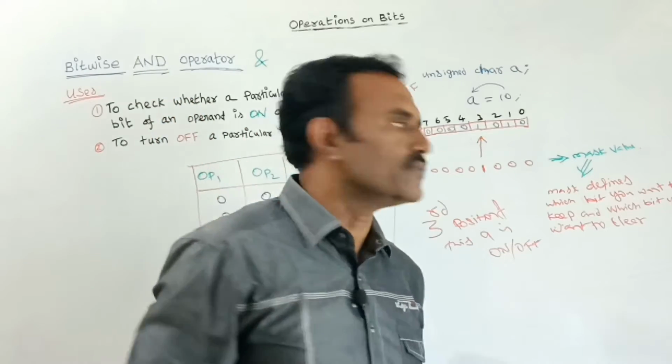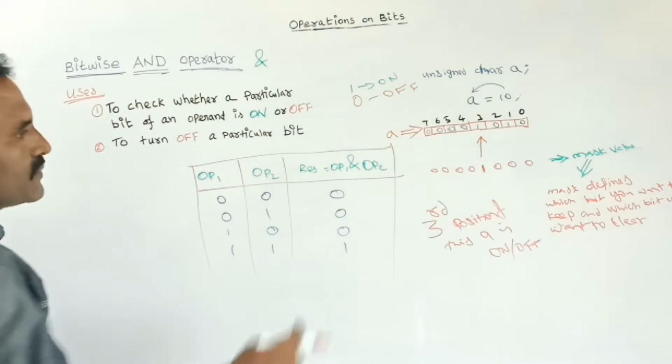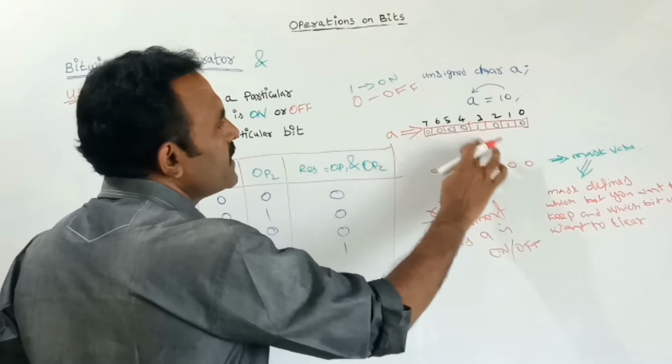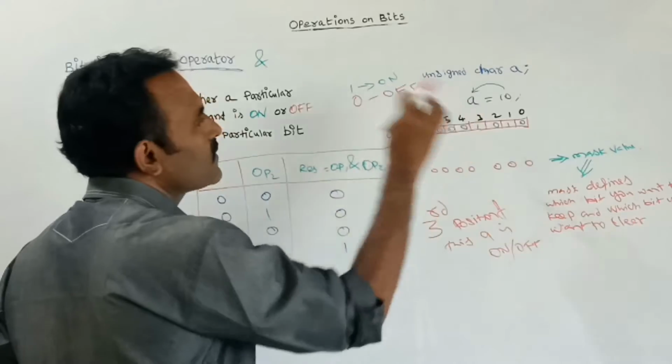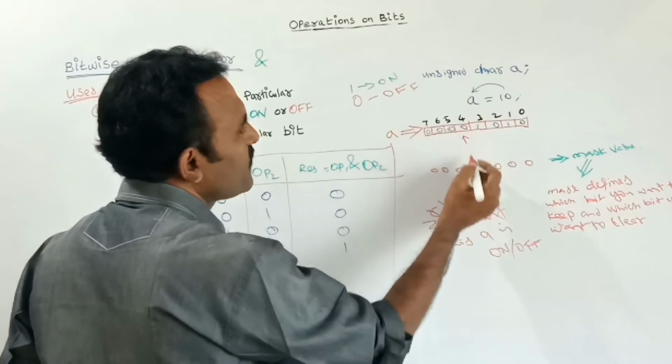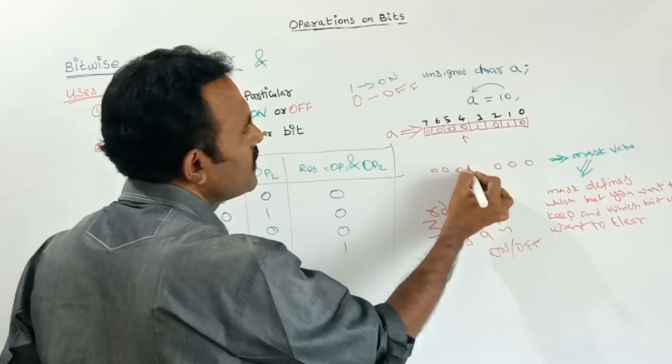For example, suppose this is the mask value for the third position. Suppose I want to find the fourth position. How can we write the mask value? Here the fourth position we should put as 1.